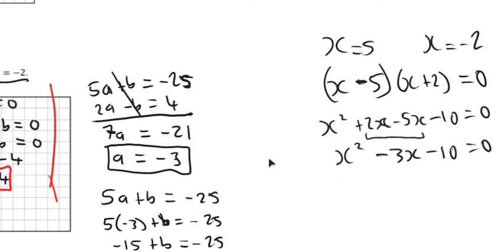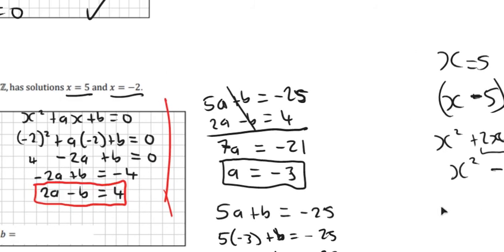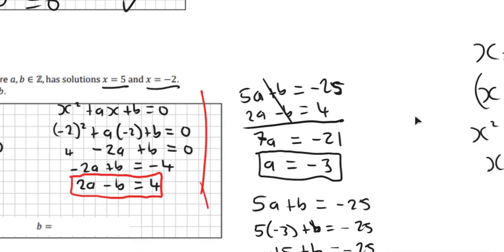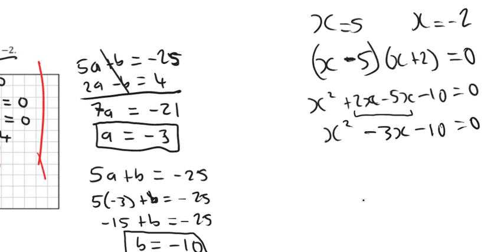And then you can actually read off what the a and the b are, okay, because the equation is x squared plus ax plus b, so in front of the x here then is the minus 3, so a has to be minus 3, and then the b has to be this one, so b is equal to minus 10.